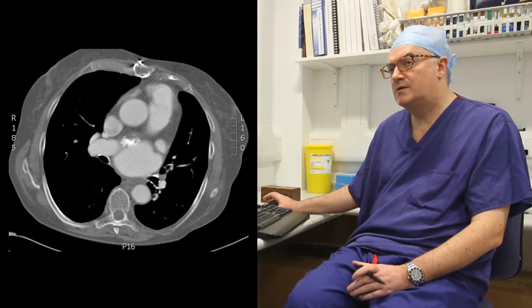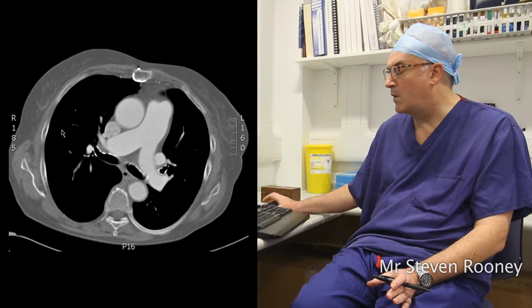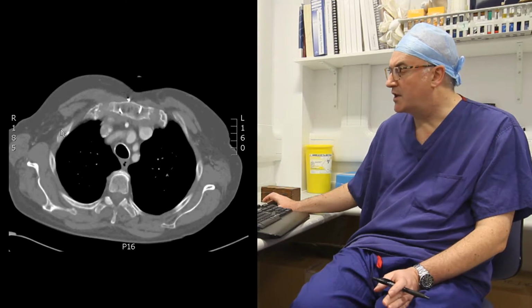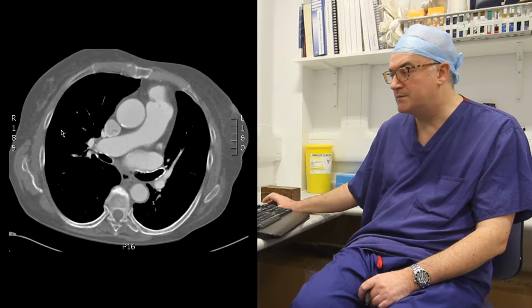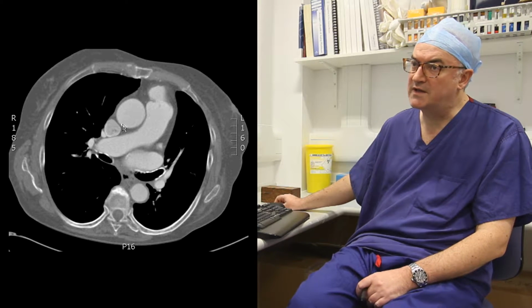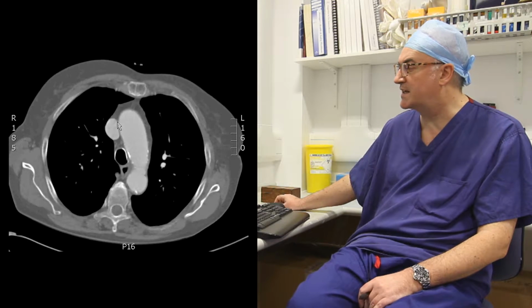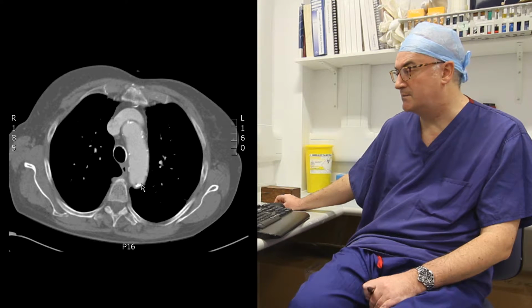There are really two important things that the surgeon is looking at with the CT scan of the chest when trying to decide whether the transaortic approach is the correct one to use. And the first thing that we're interested in is what the degree of calcification is in the ascending aorta, which is the segment that we have to cannulate to perform a transaortic TAVI.